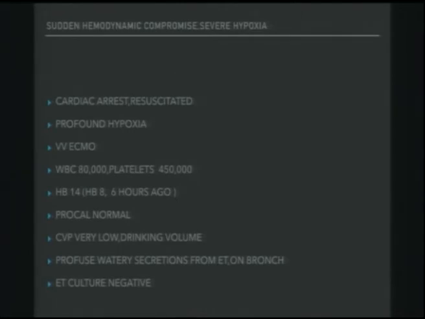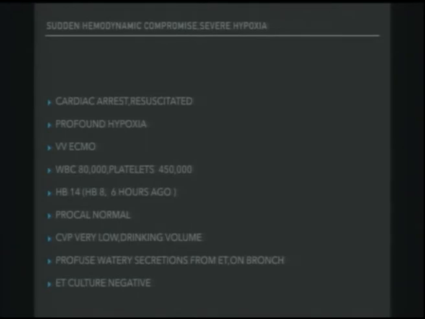The surprising thing was his WBC count, which was normal in the morning, was 80,000. So you would think that's probably sepsis. Platelet count was again normal in the morning, it's 450,000. But what was interesting was the hemoglobin was 8 6 hours ago, and it's 14 now. Almost as though all the water has been sucked out of the blood, and he's hemoconcentrated. His procal was normal.